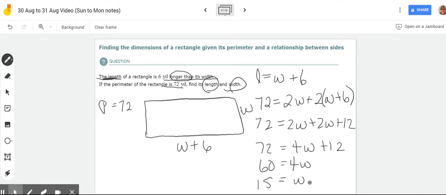So W is equal to 15. I probably should finish this one because it says find its length and its width. Well, W equals 15. So what is this? It's going to be 15 plus 6, which is 21.